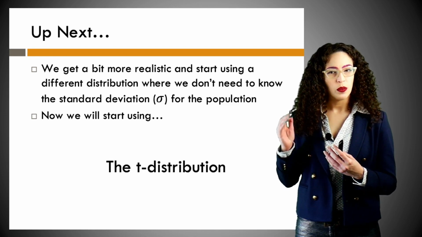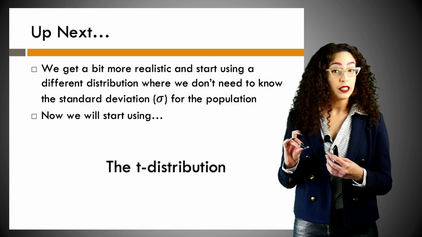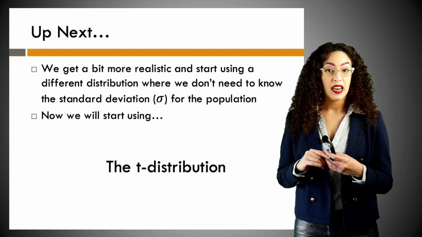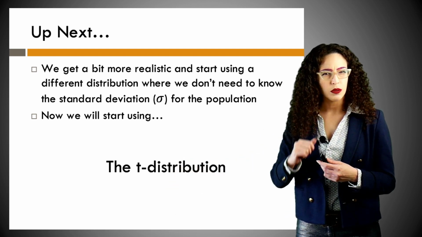Up next, we get a bit more realistic and start using a different distribution where we do not need to know that sigma value. Next, we will start using the t-distribution. I will see you there.